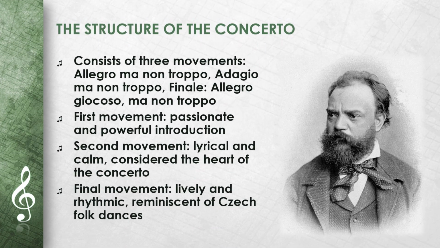The Violin Concerto in A minor consists of 3 movements: Allegro ma non troppo, Adagio ma non troppo, and Finale, Allegro giocoso, ma non troppo. The first movement begins with a passionate and powerful introduction, which quickly turns into a virtuoso theme for the violin. The second movement, Adagio, is a lyrical and calm piece that is often considered the heart of the concerto. The last movement, the Finale, is lively and rhythmic, with a dance character reminiscent of Czech folk dances.